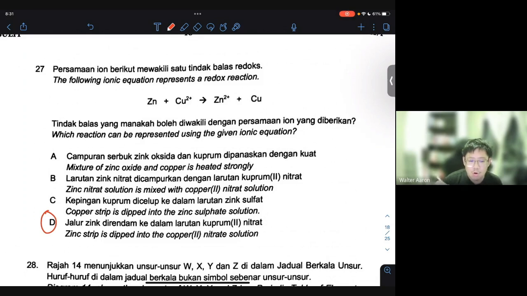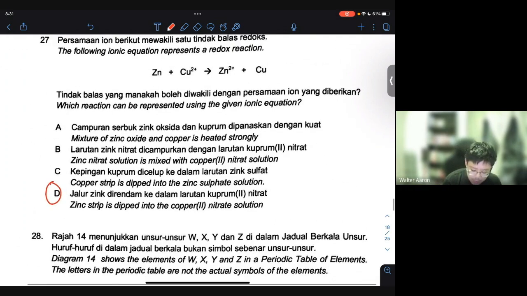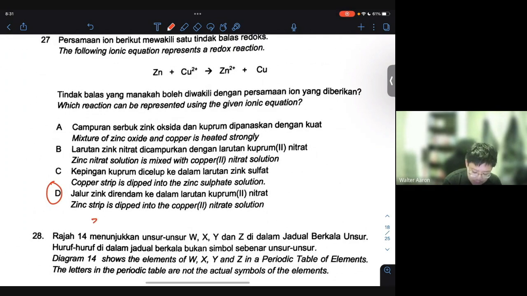If you put a more electropositive metal into a salt solution of a less electropositive metal, that more electropositive metal, such as zinc, will be able to displace copper from its own salt. So when you drop a zinc strip into copper(II) sulfate, the zinc itself will react with copper(II) sulfate, and what you get is zinc sulfate plus copper. So this is considered a redox reaction.